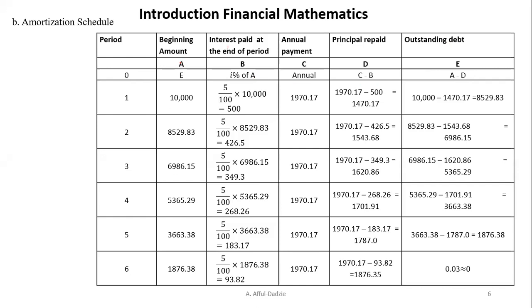Please don't worry too much about this A, B, C, D here. We actually used it to generate some formulas for you, so in case you want to revise, you can easily see what we did for each column. The beginning amount, we call it A. The interest paid, we call it column B. The annual payment, we call it column C. The principal repaid, we call it D, and the outstanding debt, we'll call it E. Are we following?